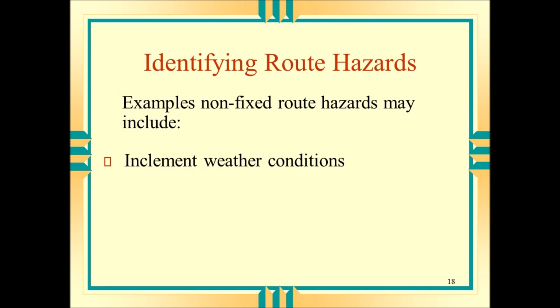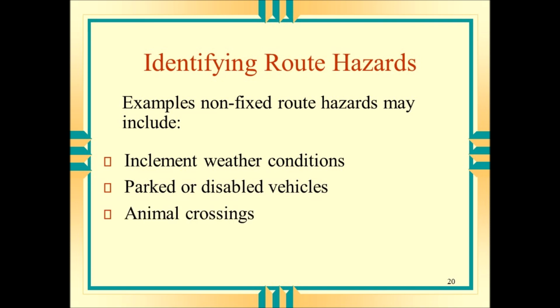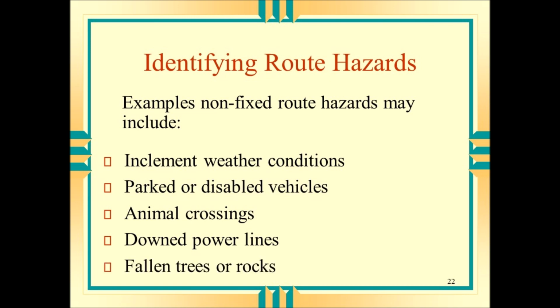Examples of non-fixed route hazards are inclement weather conditions, such as heavy rain, thunderstorms, tornado warnings, flooding, fog, and snowstorms. Parked or disabled vehicles, including cars, delivery trucks, landscape trucks, trash trucks, moving vans, and emergency vehicles. Animal crossings, as animals have had to adapt to smaller areas of habitat. Downed power lines. And fallen trees or rocks, which can make a route impassable.